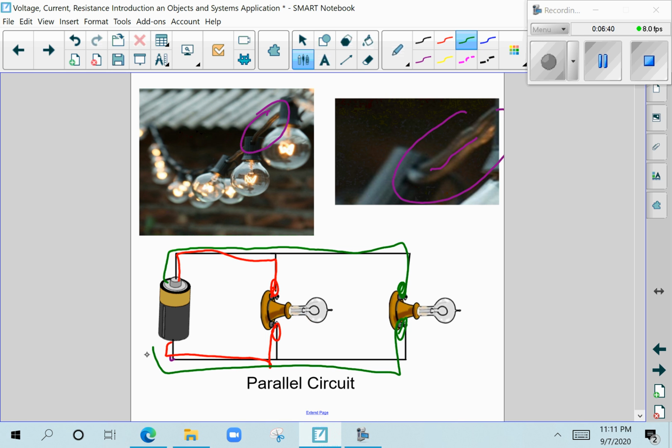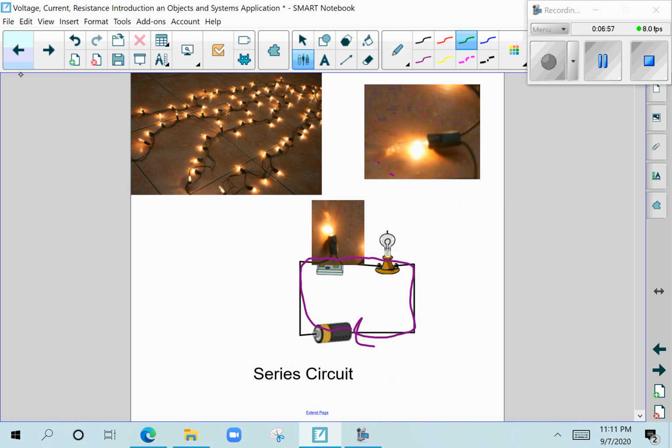Now, they're not called parallel because geometrically they look parallel. In fact, when we look at these lights, they don't really look very parallel at all. It's just the fact that everyone is connected directly to the power source. These require much more wire, and they also consume energy much faster. The series circuit is simpler to make, but they have the downside that when one goes out, they all go out.